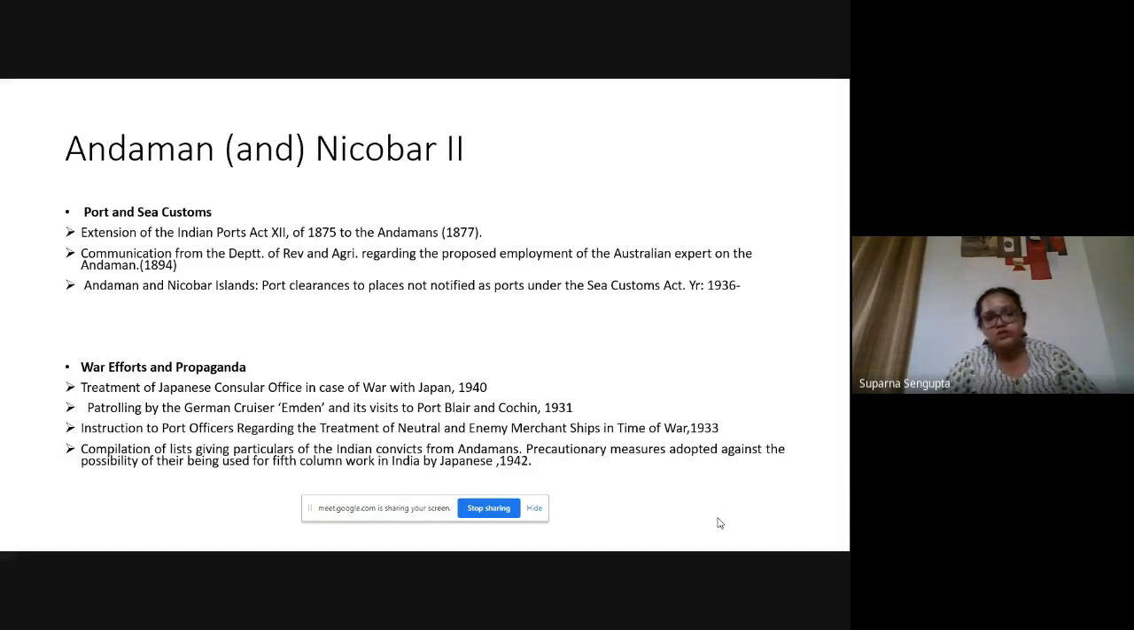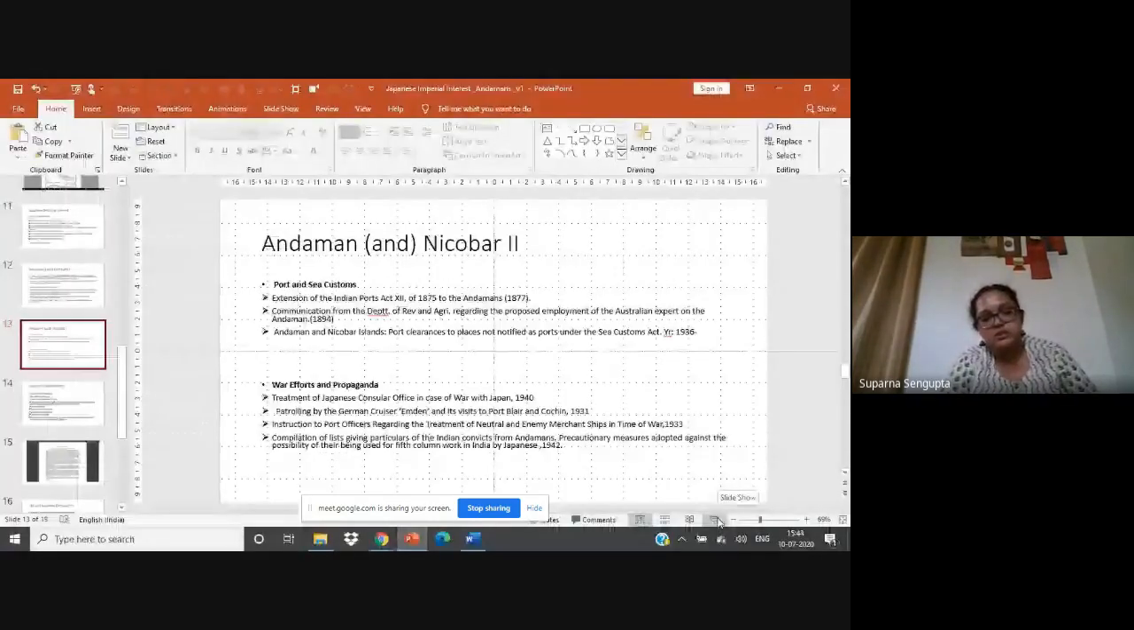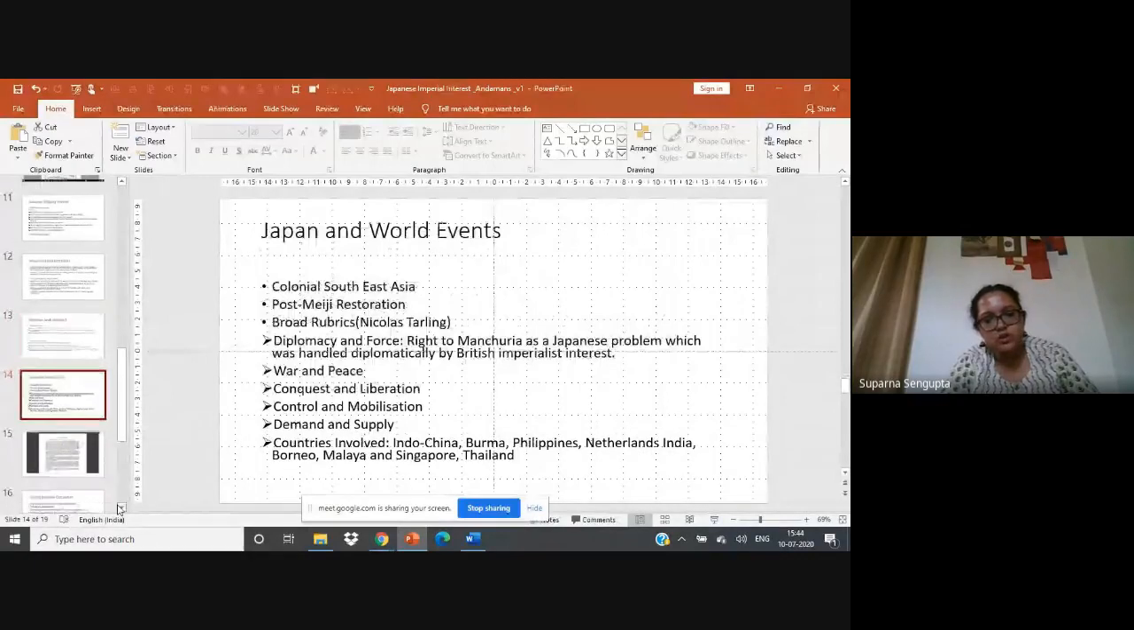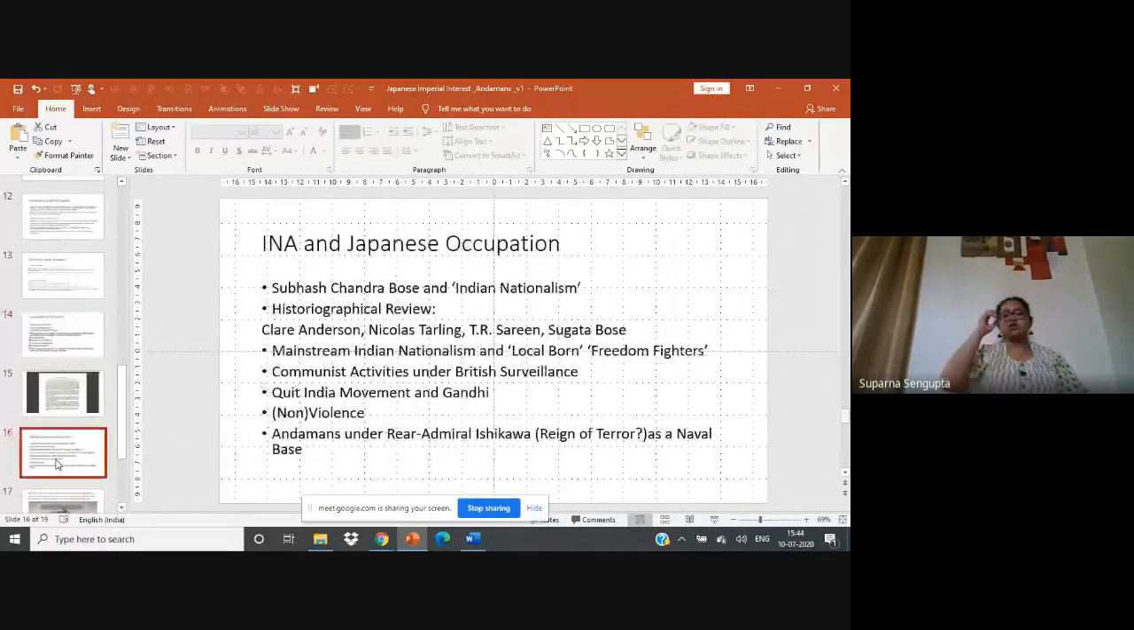As earlier mentioned, Indian convicts were listed from Andamans, and precautionary measures were declared to stop the convicts from acting as spies for the Japanese in 1942. Now, 1942, as we know, was an important year in the Indian nationalist movement. And now I come to the section on INA and Japanese occupation.